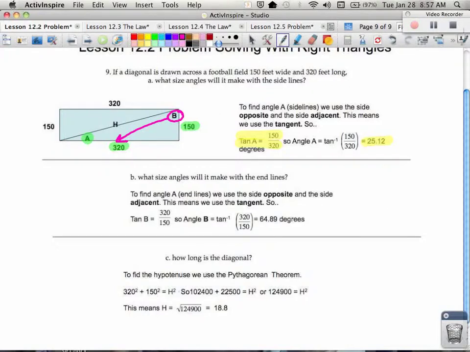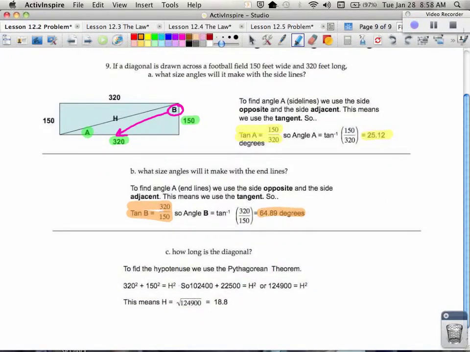So this time, highlighted down below in orange, I have the tangent of angle B is 320 over 150 instead of the other way around. And when I do inverse tangent of 320 over 150, I find out that that's a 64.89 degree angle. And this makes sense because the two of them should add up to 90 degrees, give or take a hundredth, because you might be off in your rounding just a little bit.